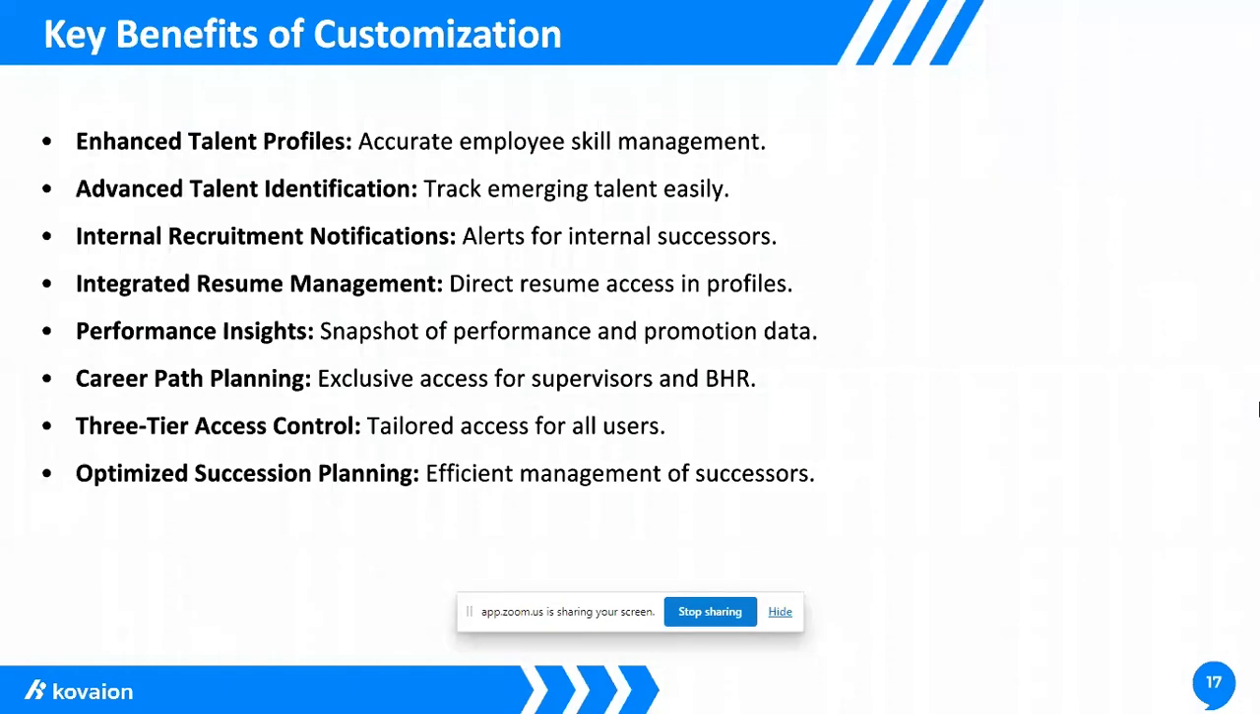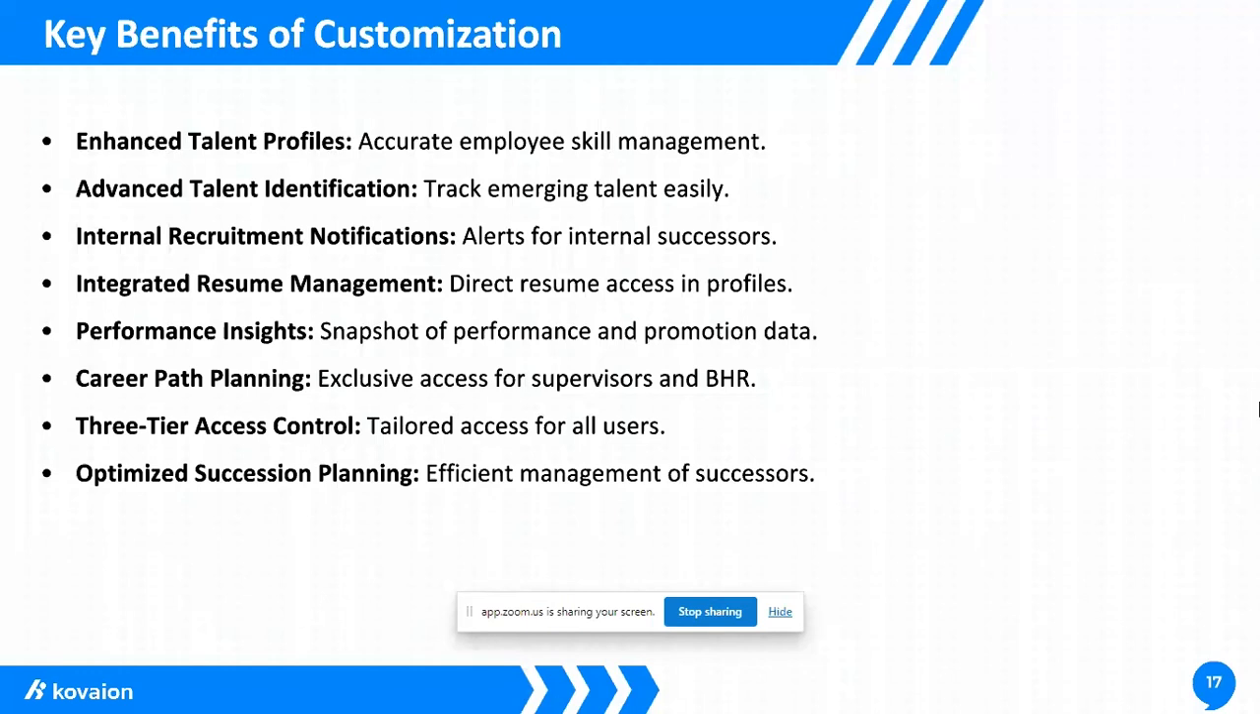The internal recruitment notification helps in alerting the team that an internal successor is available for a job opening, allowing us to prioritize internal talent. With career path planning, the supervisor can actively plan and manage the career trajectories of team members, which helps them align individual goals with the company's growth strategy.